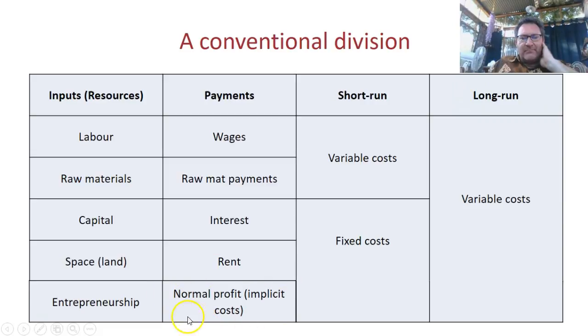And say, okay, so the implicit costs here are classified as a separate category, a separate payment in the form of what we sometimes call normal profit. It's the entrepreneur's salary that they pay themselves. And that, in the short run, would be a fixed cost. And in the long run, could be a variable cost.